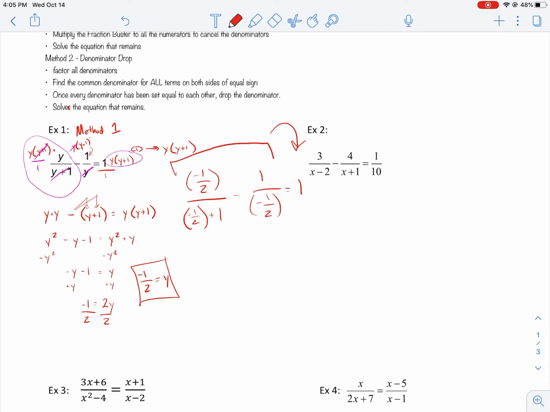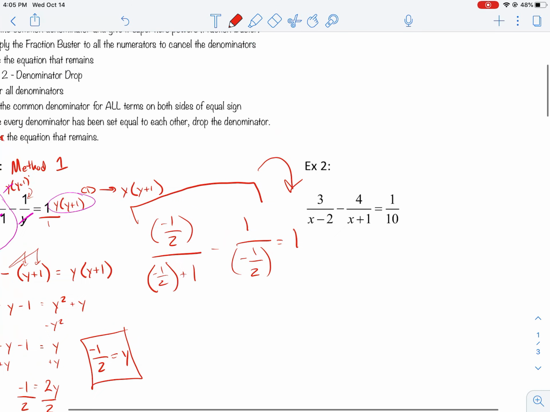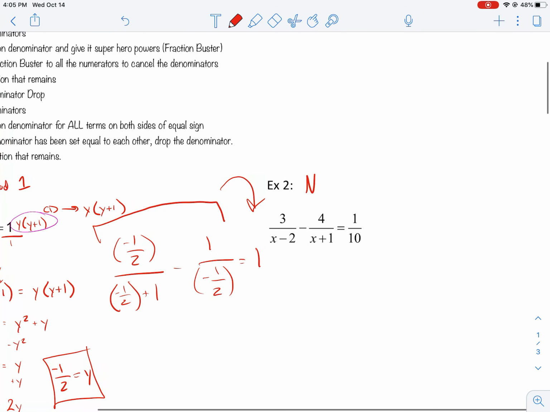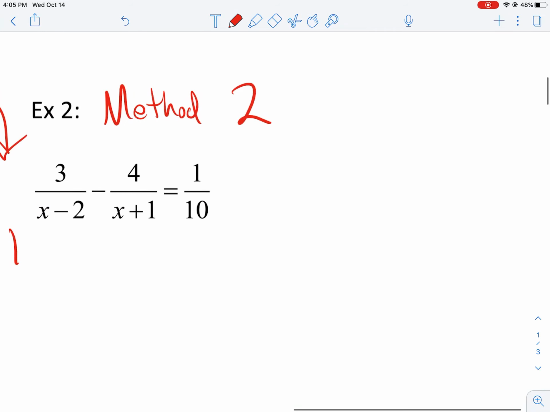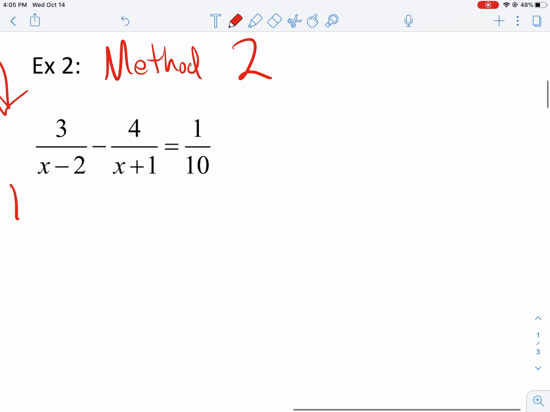So I'm going to do example 2, and this will be the denominator job. So let me put method 2 here. All right, and maybe you might like this method better. Okay, so going back to what we were doing in the last lesson, we were trying to just add expressions, right? We didn't have an equal sign here, okay? Well, we needed a common denominator. And so let's come up with that common denominator.